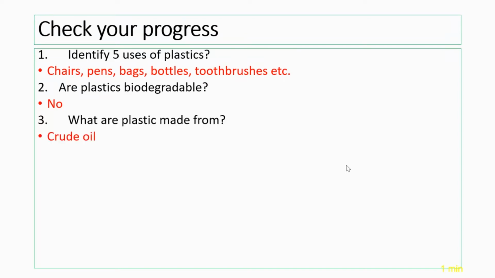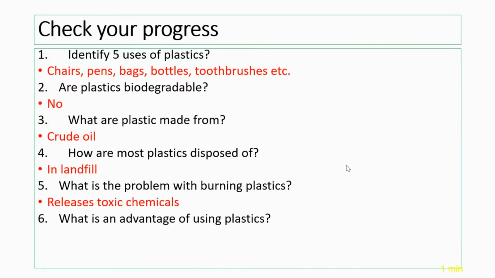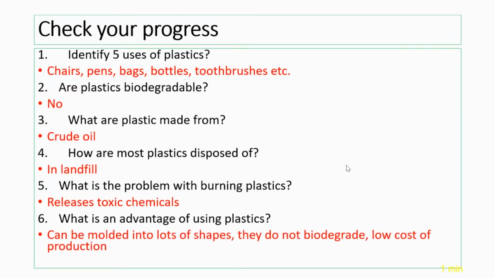What are plastics made from? Crude oil. How are most plastics disposed of? In landfill. What's the problem with burning plastic? Releases toxic chemicals. And what is the advantage of using plastics? So they can be molded into lots of shapes, they do not biodegrade, and there's a low cost of production. Remember, at the moment.